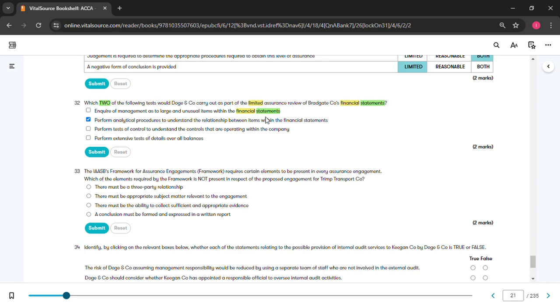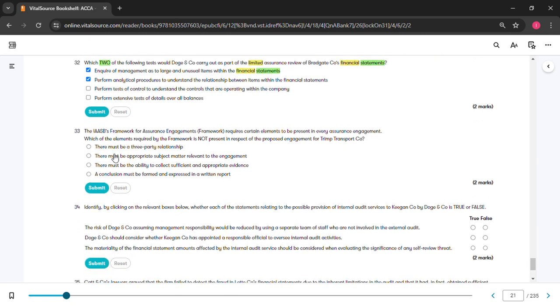Inquire with the management as to large and unusual items within the financial statements, because they are talking about the limited assurance review of what? Limited assurance review of financial statements. If that is the case, we will not do test of controls. Test of controls is to know the effectiveness of the controls. Is it okay with you? Yes, sir.